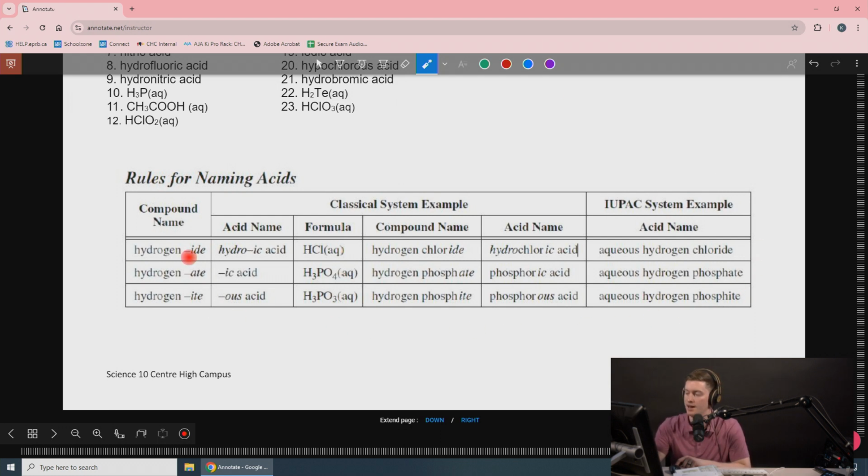So if it ended in ide, it becomes hydroic. If it ended in ate, it becomes ic. If it ended in ite, it becomes us. And we have an example for each of these.